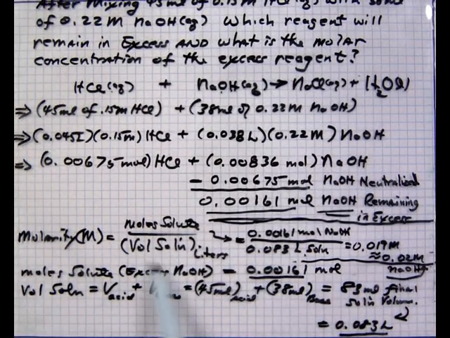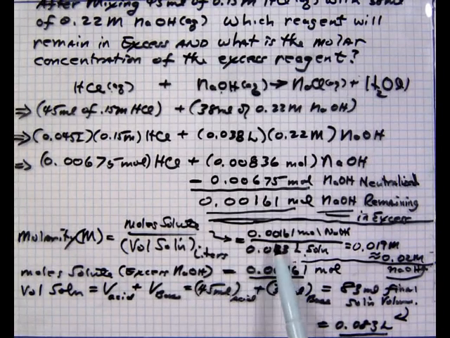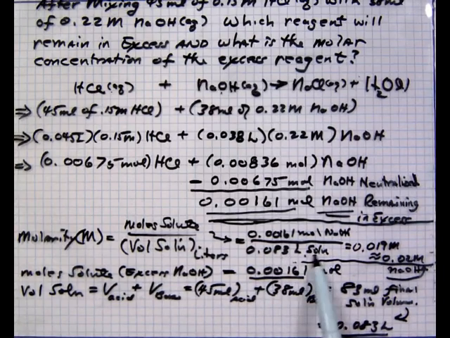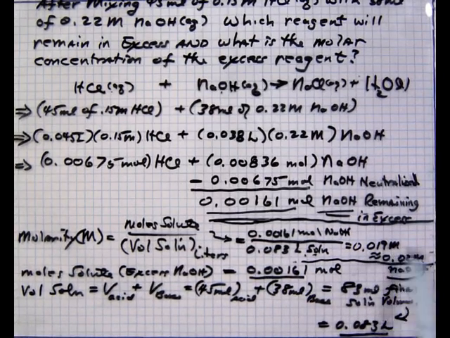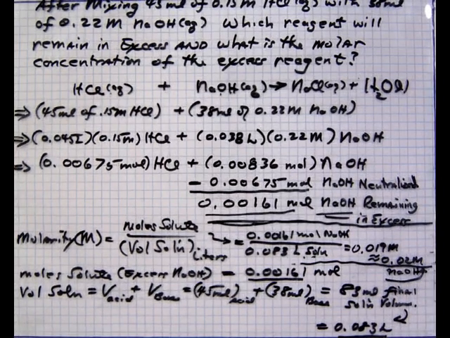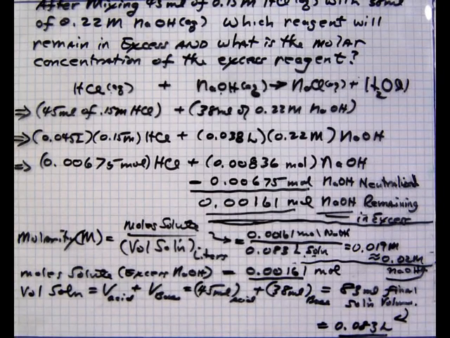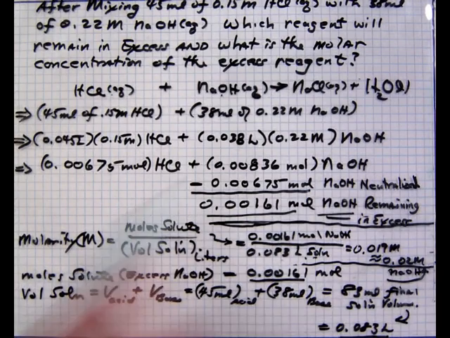So anyway, molarity is moles over volume in liters, 0.00161 mole of sodium hydroxide in excess divided by the total volume of the solution. We get 0.019 molar, which could be rounded to 0.020 if you wanted to carry it 2 sig figs. If you wish to carry just 1, that's fine. But you have the excess and the concentration of that excess in final solution right there.